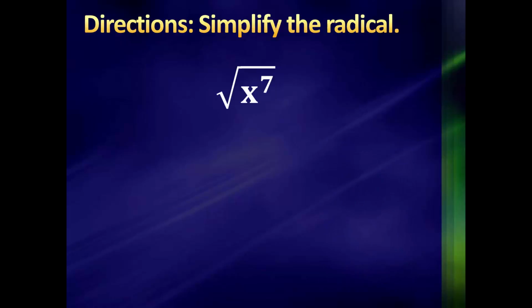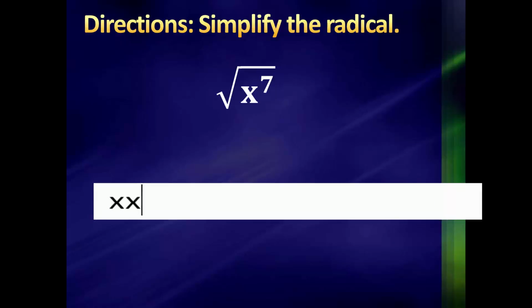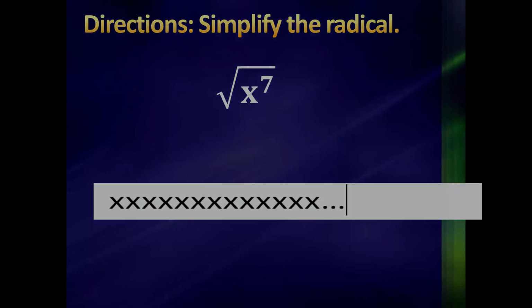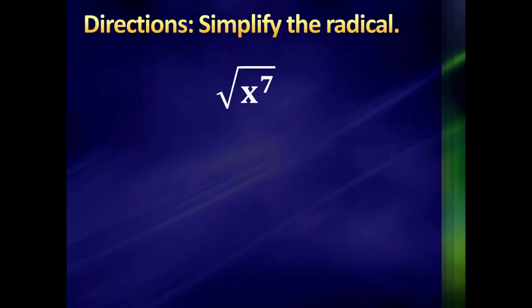So you can use that shortcut, especially when they ask you to find something like the square root of x to the 2,000th. That would be miserable to write out 2,000 x's. So you just say, okay, well, I should take that number 2,000 and divide it by 2, and that would help you simplify much more quickly.